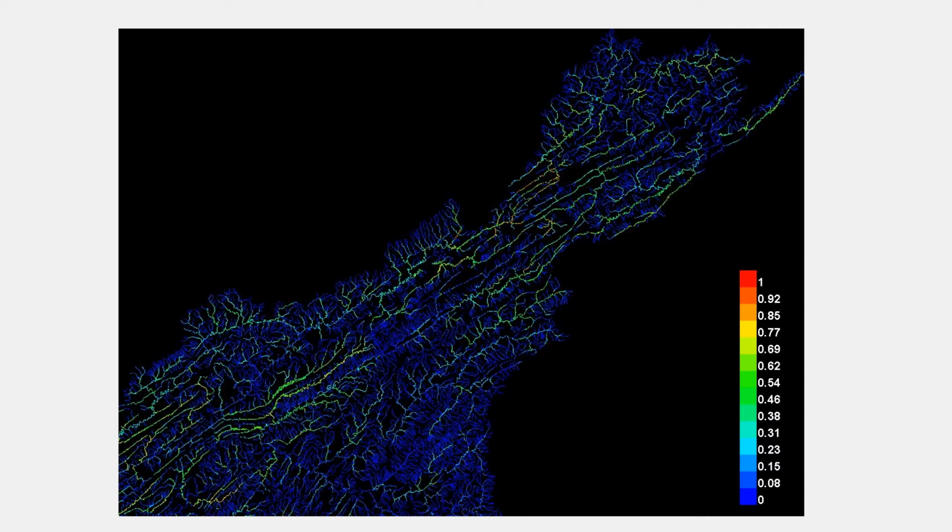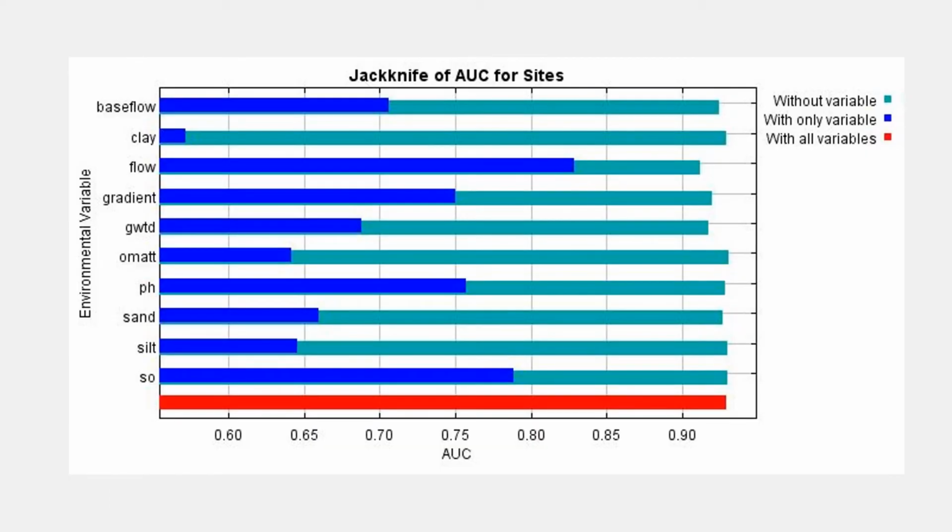One way to think about it is that those areas are more environmentally similar, based on the environmental variables we used, to the presence points, where we know the species can occur, than these darker blue areas that have a lower suitability score. So, getting into the importance of the variables that we selected.